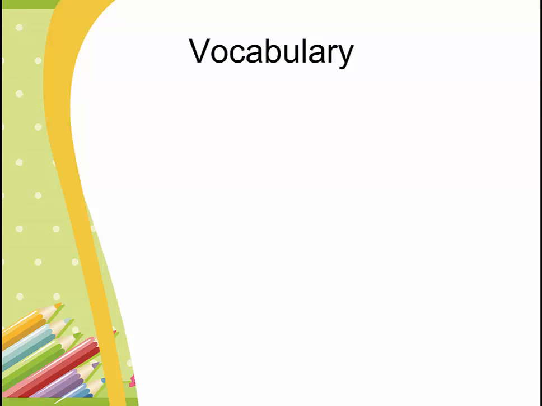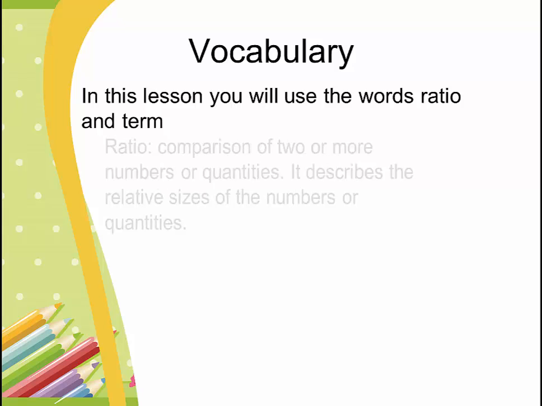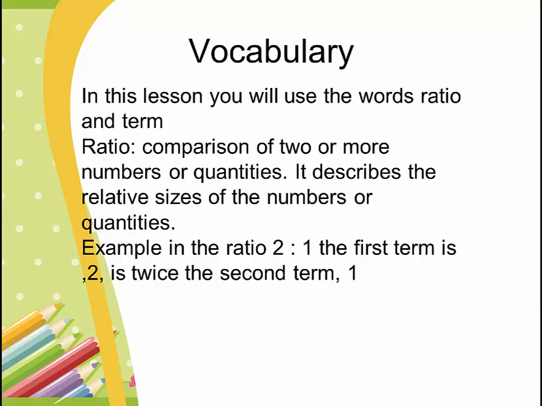In this lesson, we will be talking vocabulary. You will see the words ratio and term. Ratio is a comparison of two or more numbers or quantities. It describes the relative sizes of the numbers or quantities. Example, in the ratio 2 to 1, the first term, 2, is twice the second term, 1.